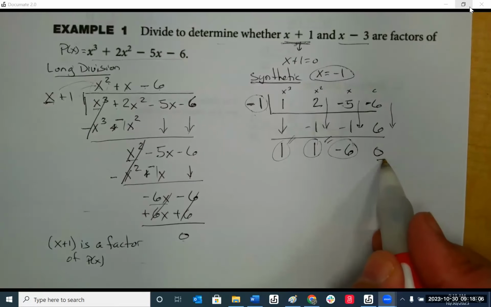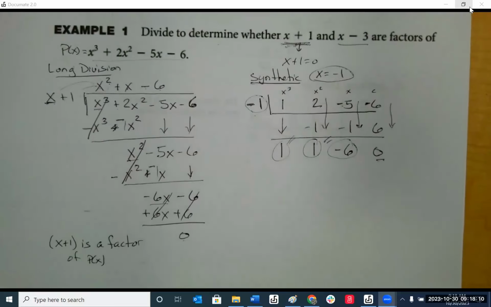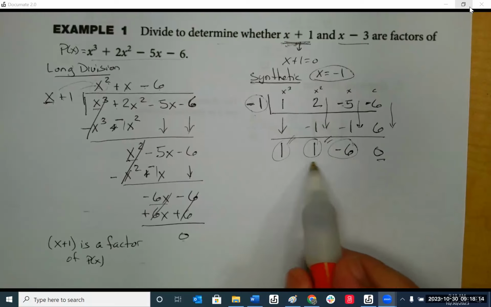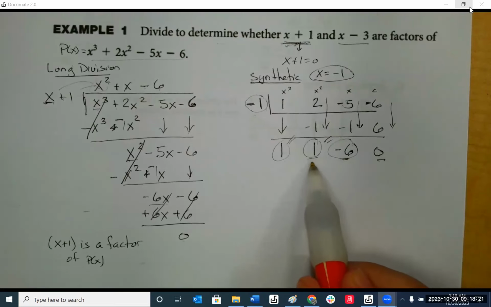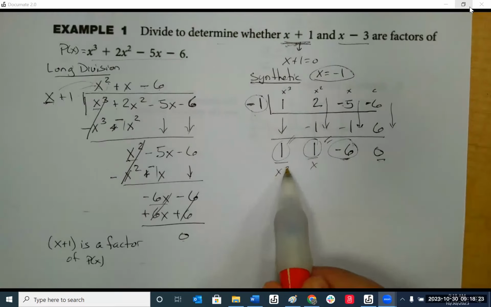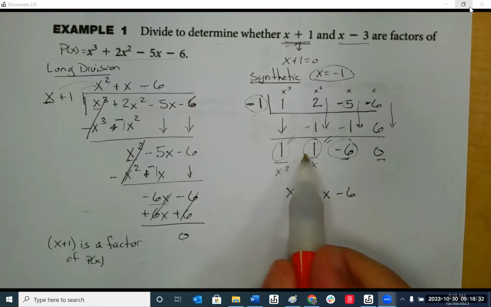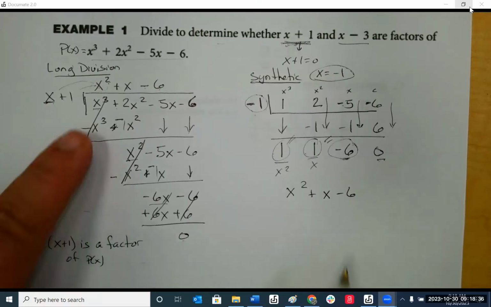So because the remainder is 0, that means x plus 1 is a factor. What do we have left? How would you read this? Well, that's the constant. This is the x. That means this has to be x squared. So we have x squared plus x minus 6. It's a +1, +1, -6. We got the same thing up here.